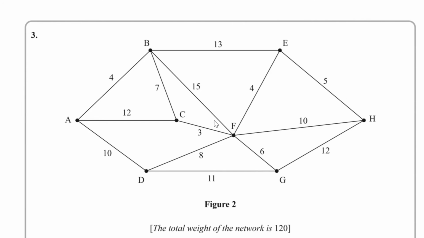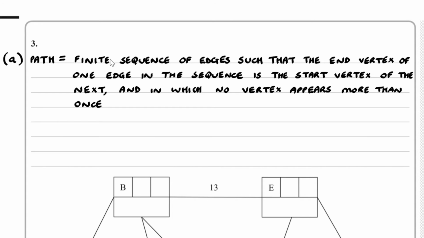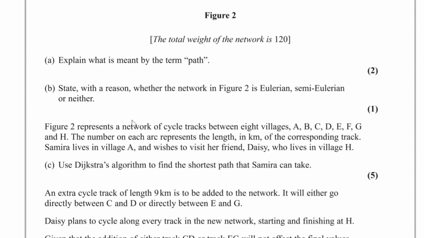Question number 3. For part A, we have to explain what is meant by the term path. Well, a path is a finite sequence of edges such that the end vertex of one edge in the sequence is the start vertex of the next, and in which no vertex appears more than once.